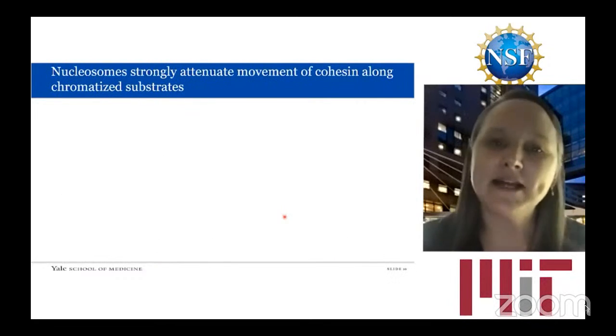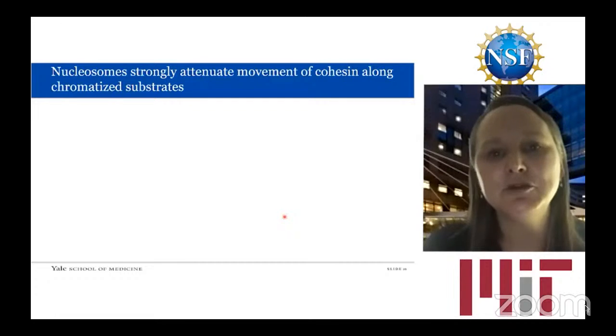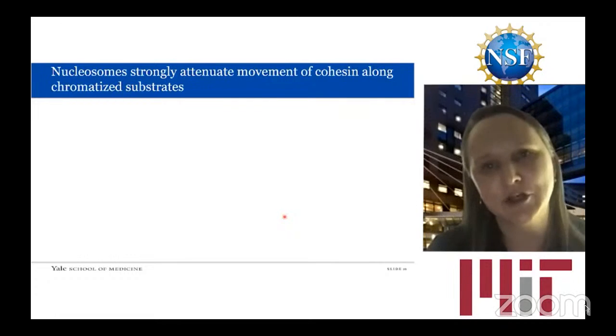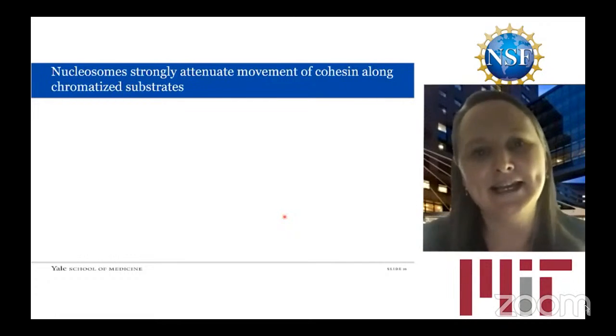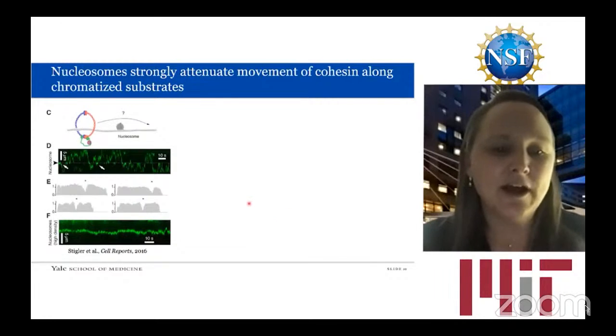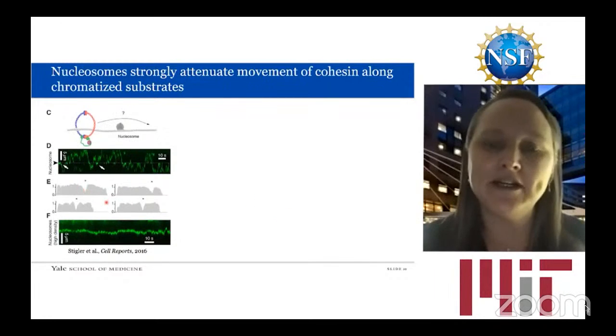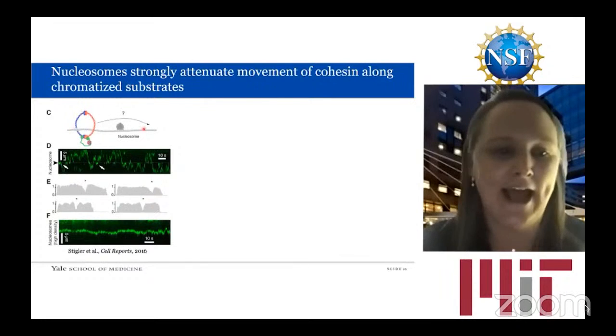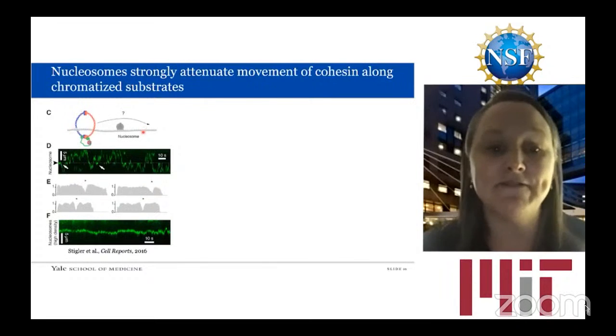And so one thing we came back to considering is the potential influence of nucleosomes, right? Keeping in mind that DNA is not naked in the cell, but in eukaryotes, it's going to be packaged by histones into nucleosomes. And some very nice work from Eric Greene's lab had already demonstrated that if you look at cohesin in vitro loaded onto DNA, nucleosomes can have a profound effect on the dynamics of those cohesin molecules.